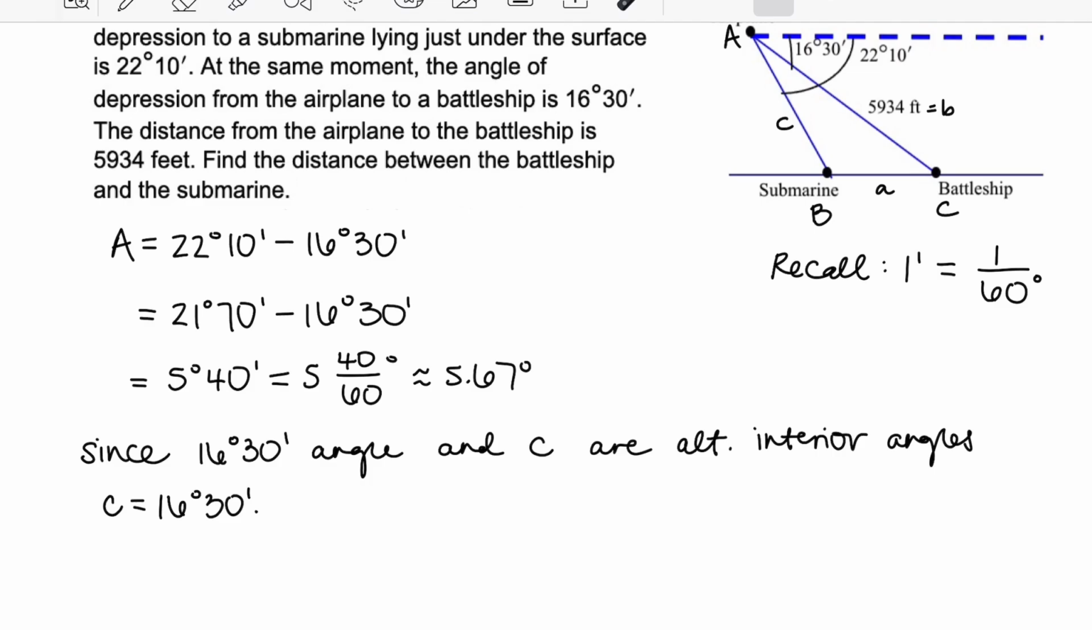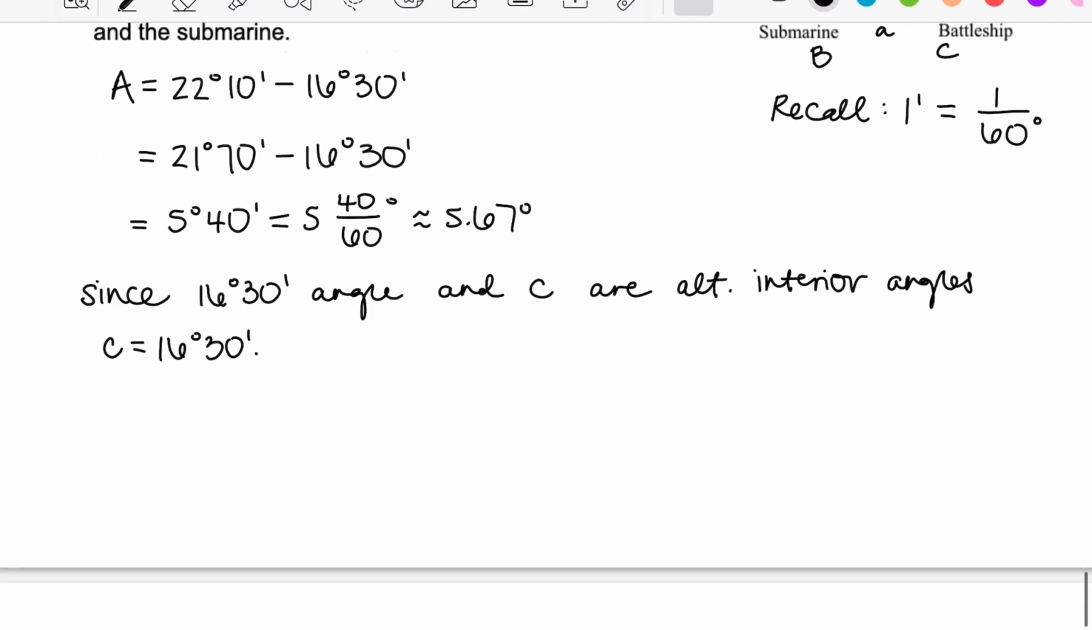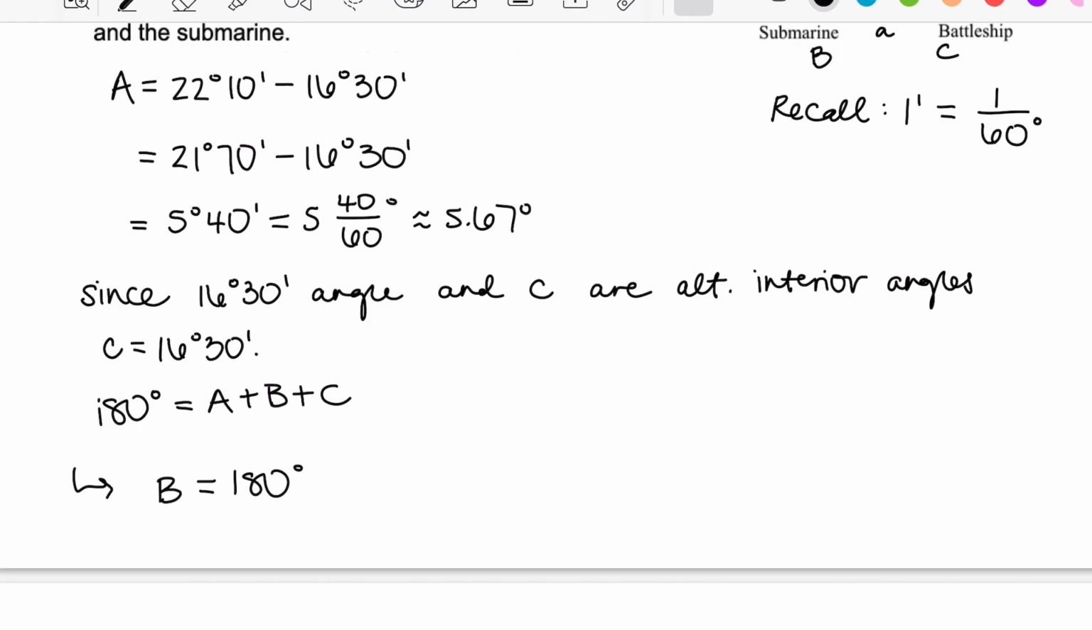Okay, so now we have these two angles, A and C here. We can use the fact that the sum of these angles is equal to 180 degrees to find our angle B. So this will be equal to 180 minus 5 degrees and 40 minutes, and 16 degrees and 30 minutes. We'll keep this notation here.